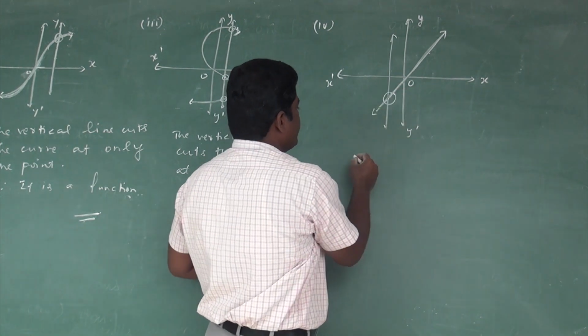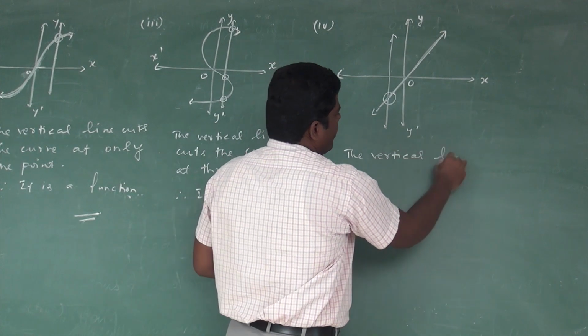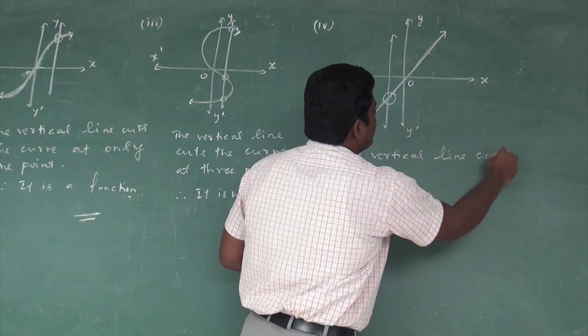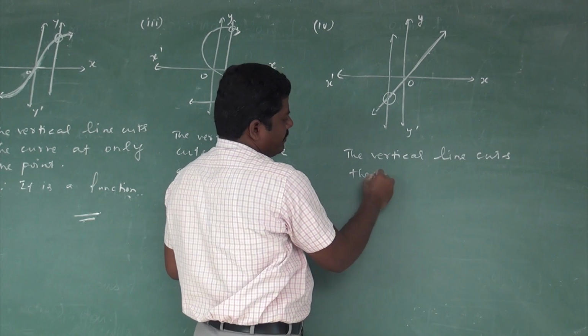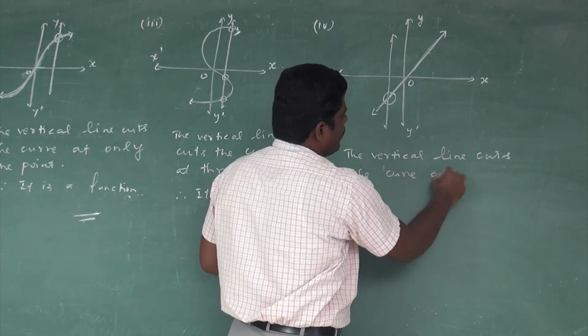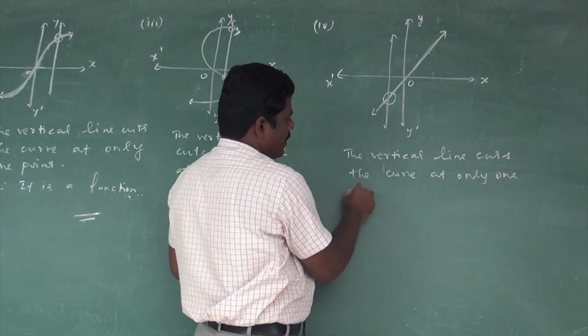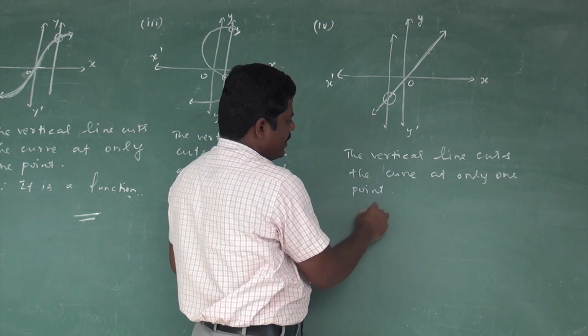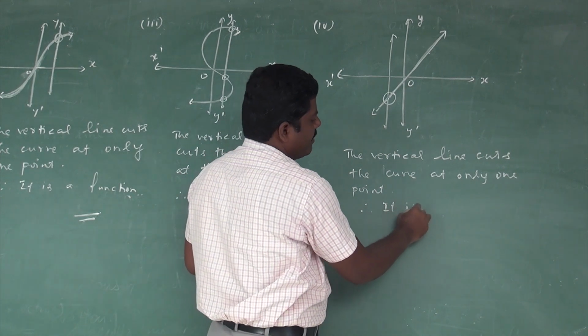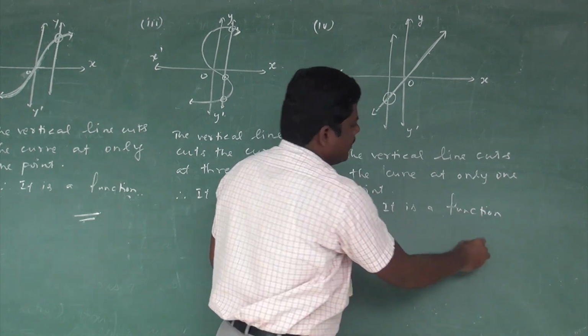The vertical line cuts the curve at only one point. Therefore, it is a function.